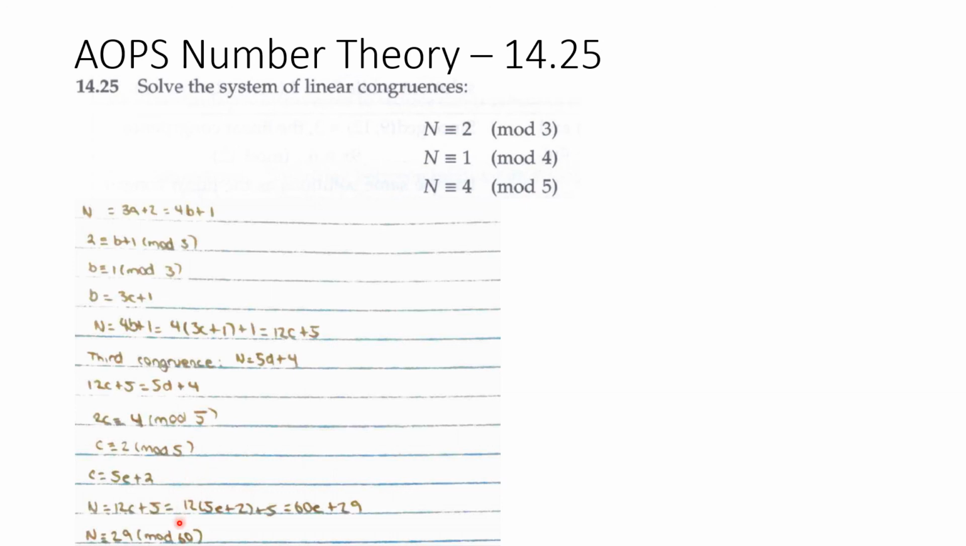So n is equal to 12c plus 5, which is equal to 12 times 5e plus 2, plus 5, which is equal to 60e plus 29. So n is congruent to 29 modulo 60.